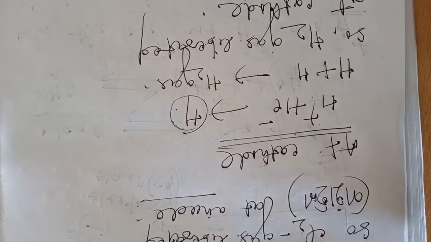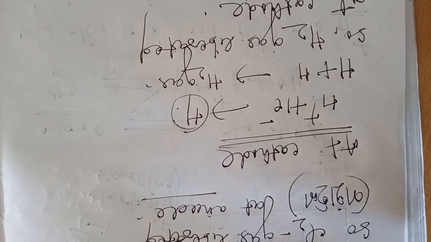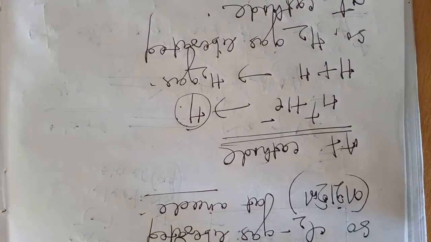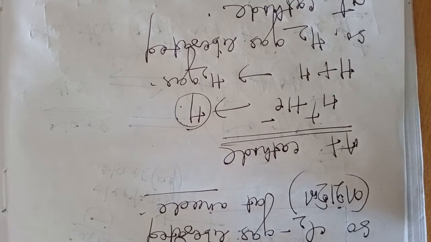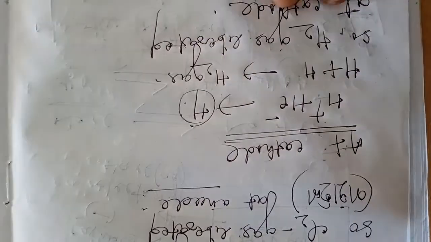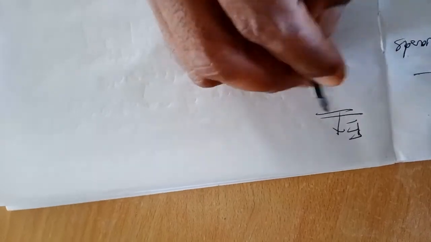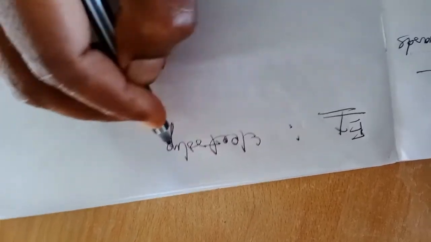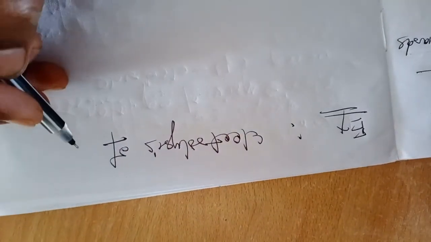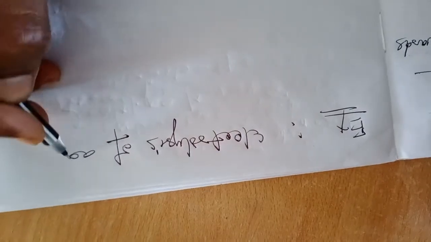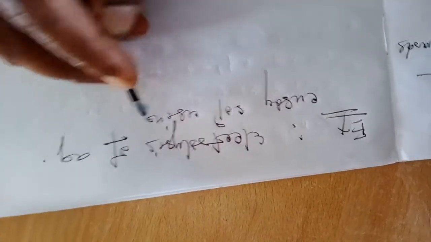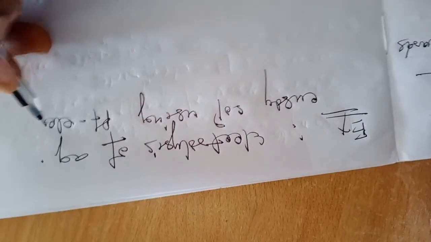So we concluded that during the electrolysis of aqueous solution of NaCl using platinum electrode, Cl2 gas is liberated at anode and H2 gas is liberated at cathode. This is example 1. Similarly, in example 2 we will see electrolysis of aqueous copper sulfate solution using platinum electrode.